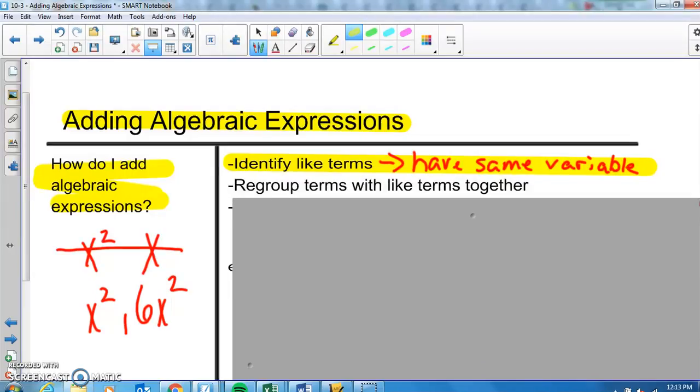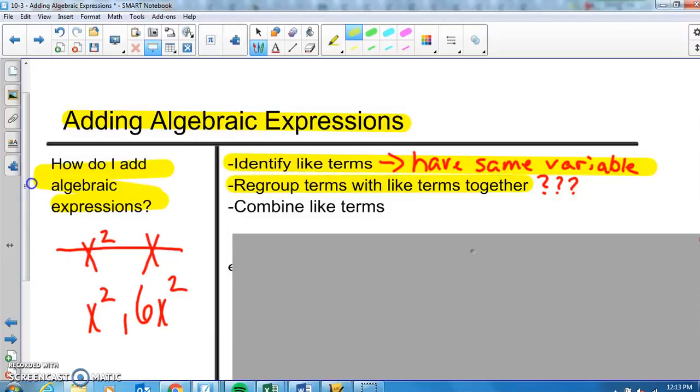Second thing we're going to do, and I'm going to put a question mark here because some students like to do this. I'm not too picky on this. I don't really do this, it's just my preference. Regroup the terms with like terms together, and I'll show you what I mean by that. Next step, we're going to combine our like terms.